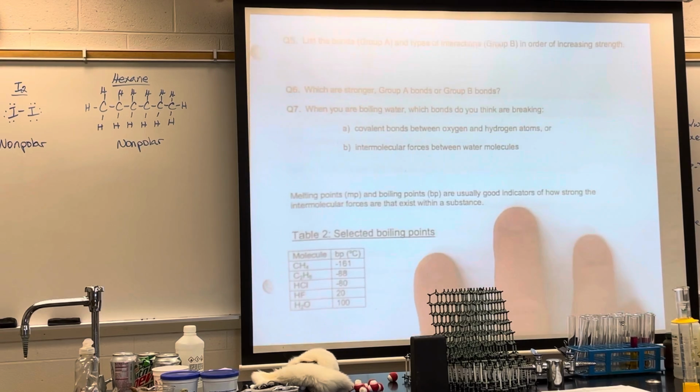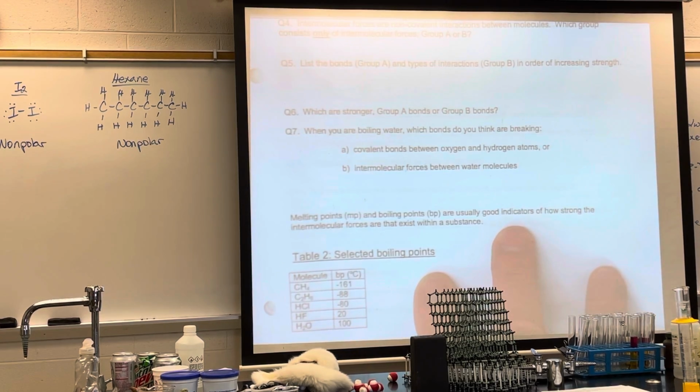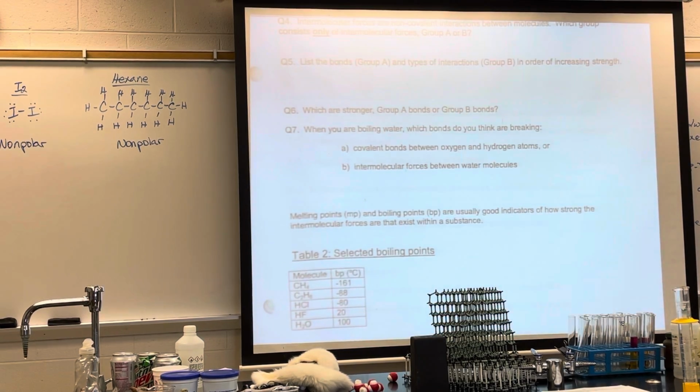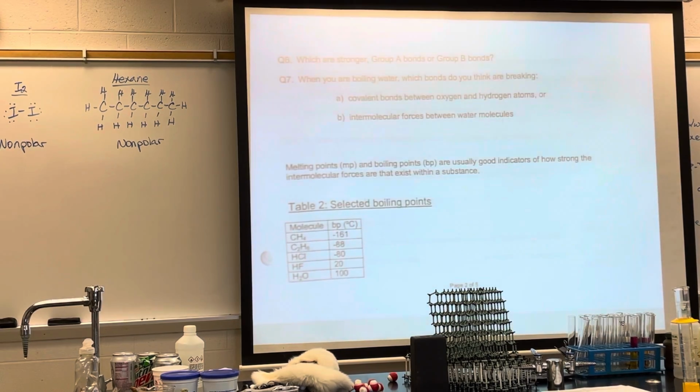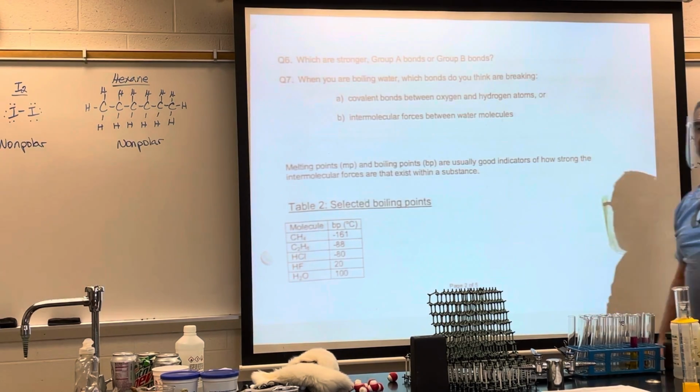Which are stronger? Group A or Group B? Group A, because you have a higher boiling point. That's how you measure the bond strength. How much energy does it take to break it apart? Okay? When you're boiling water, which bonds do you think you're breaking?